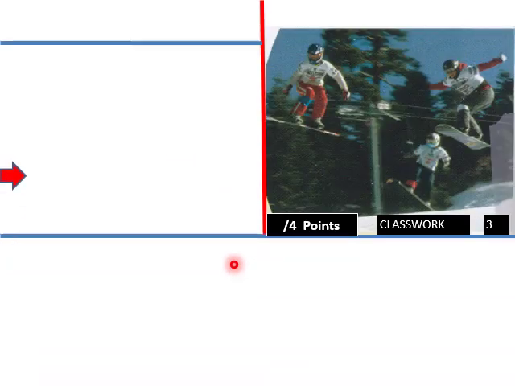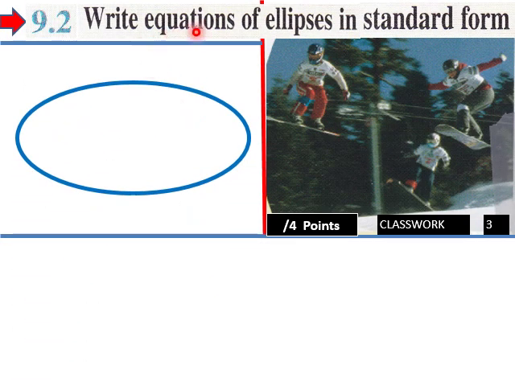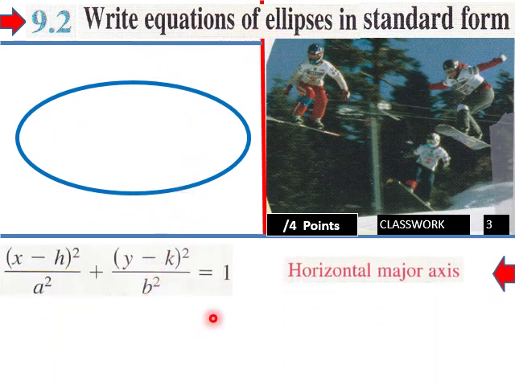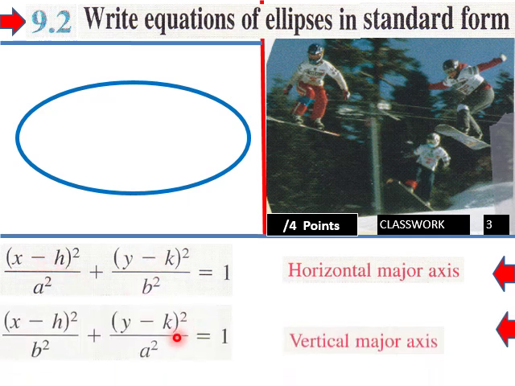And then we go into 9.2, write equations of ellipses in standard form. Here a horizontal major axis would have a squared underneath the x term. This is our major axis here, and this is our minor axis. And in this situation here, we have a vertical major axis, where a squared will be underneath our y quantity. That way you know that it would be a vertical major axis.